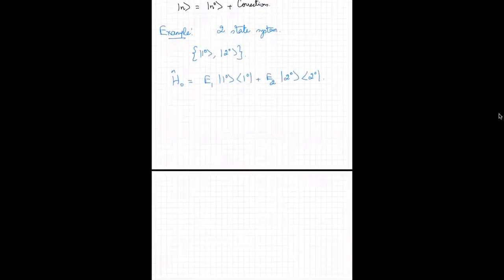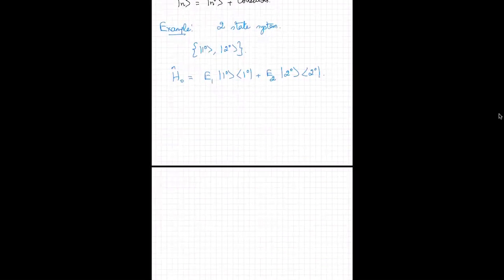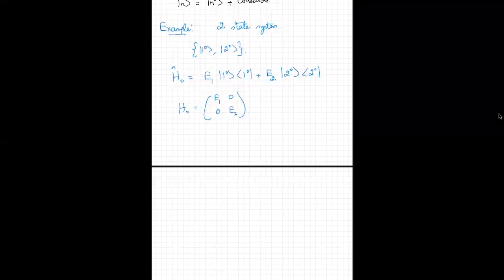This means that this Hamiltonian, if I write it as a matrix, in the |1,0>, |2,0> basis has the form E1, 0, 0, E2. It doesn't have any off-diagonal elements. Okay, and of course, the eigenvalues of this Hamiltonian are E1 and E2. So the eigenvalue E1 has eigenket |1,0>, and eigenvalue E2 corresponds to the ket |2,0>.